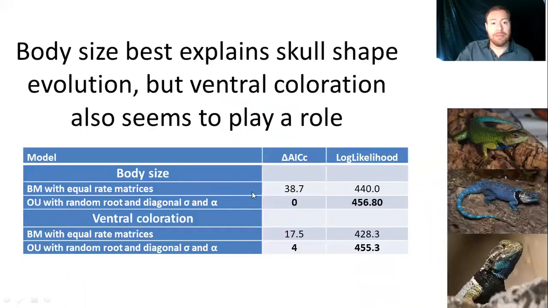Next, we ran a few different comparative analyses to see which factor best predicted skull shape. One of body size, and within body size, we ran one of Brownian motion and one of OU, and again, one of ventral coloration. And within this was one of BM and one of OU. And what we discovered was that an OU model for body size best explains skull shape evolution. Within the ventral coloration category, we found a similar answer, with an OU of ventral coloration best explaining skull shape. However, looking at all the models together, body size seems to outcompete all other models when it comes to the explanation of skull shape in Sceloporus lizards.